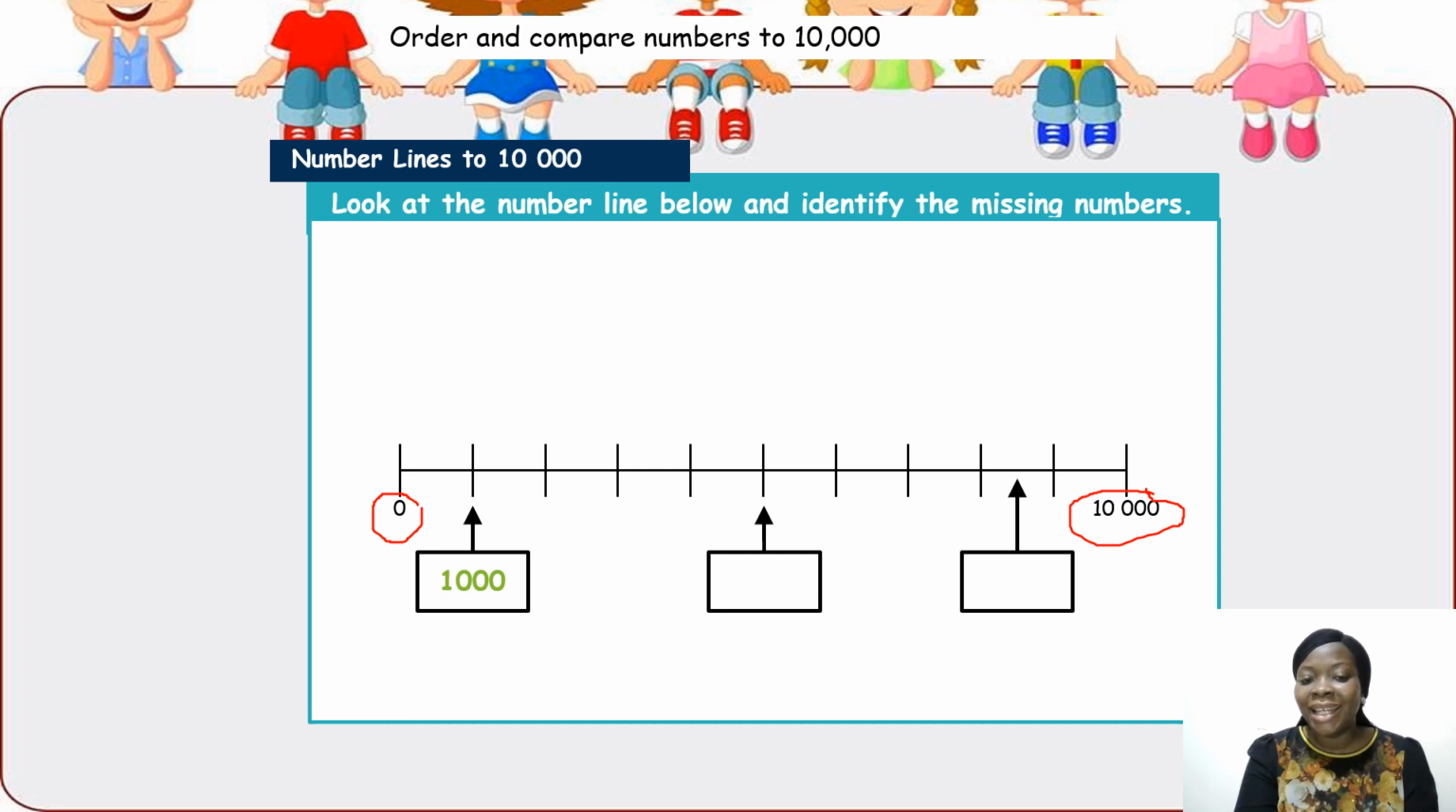Welcome back. Now let's see. We have 0, we have 10,000. Let's see. 1,000, 2,000, 3,000, 4,000, 5,000, 6,000, 7,000, 8,000, 9,000, 10,000. I think this number line is counting in thousands. Now let's figure out what the answers in the boxes would be. So 0, 1,000. The first box is definitely 1,000.